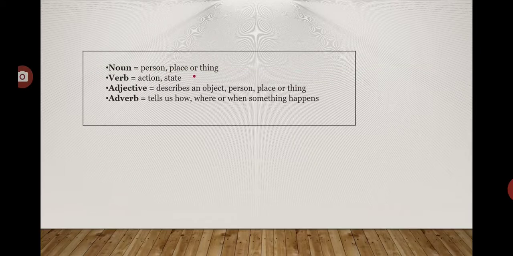So next we have noun: place, person or thing. Verb: action or state. Adjective describes an object, person, place or thing. Adverb tells us how, when, where something happens. This is what I explained in the previous slides.